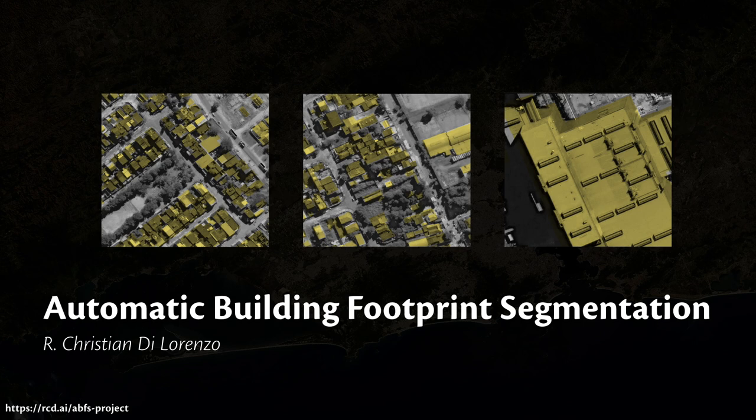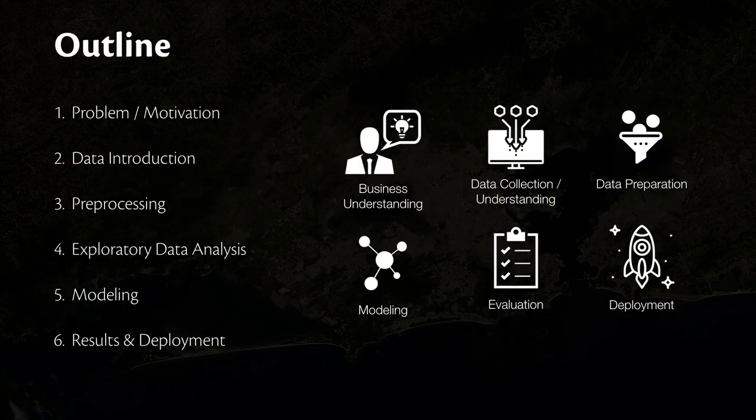From crop yield to war devastation, these images can tell a detailed story, even from a single snapshot. Buildings are perhaps the most common landscape feature in these aerial tiles. So, jumping into this project, I want to outline it using 6 steps here.